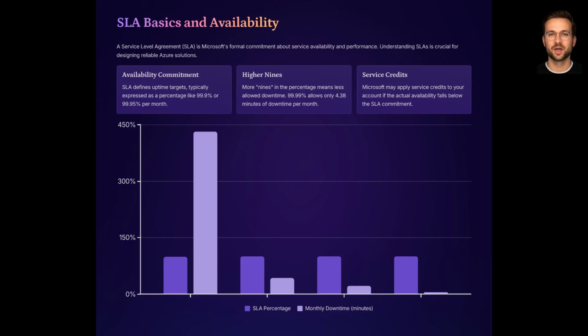Higher availability targets usually mean less downtime. Here are some common availability numbers and their approximate maximum downtime per month.